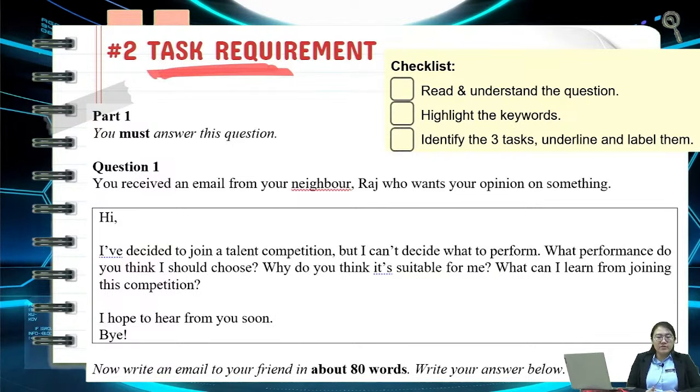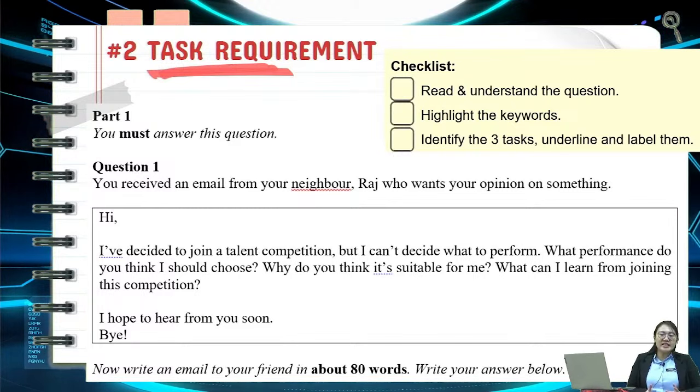So question one we have here, you receive an email from your neighbor, Raj, who wants your opinion on something. "Hi, I've decided to join a talent competition, but I can't decide what to perform. What performance do you think I should choose? Why do you think it's suitable for me? What can I learn from joining this competition? I hope to hear from you soon. Bye." So we need to write an email to a friend about 80 words.